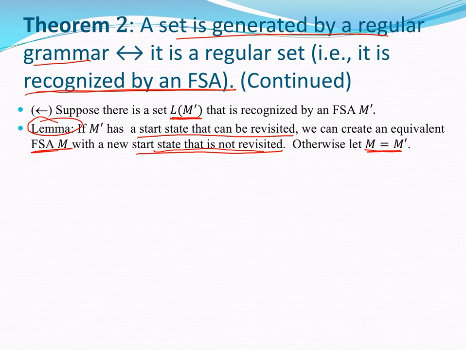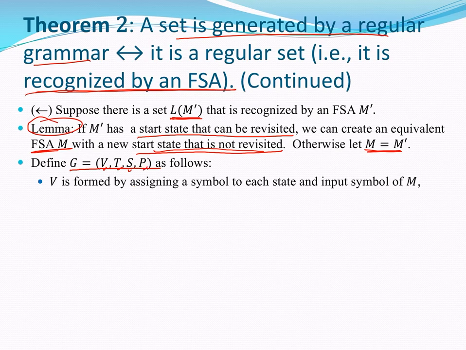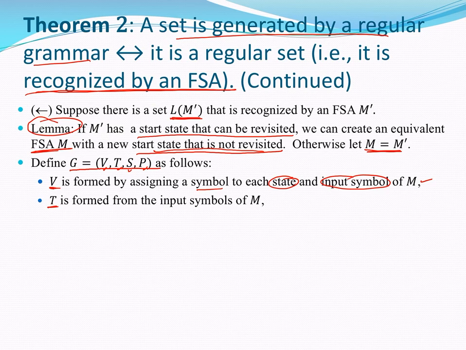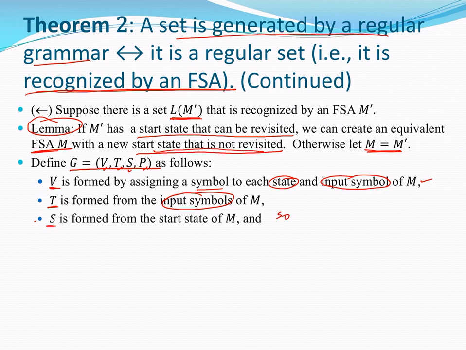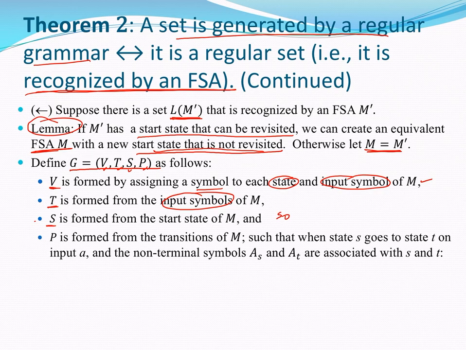So what do we do? We need to construct a regular grammar, and we do so. Remember, it's the vocabulary, the terminal symbols, the start symbol, and the productions. And we'll build up each one as follows. The vocabulary is formed by assigning a symbol to each state and each input symbol of our machine. The terminal symbols are formed by the input symbols of the machine. The start symbol S is formed from the start state of M, which is usually S0. And then the production rules are formed from the transitions of M.